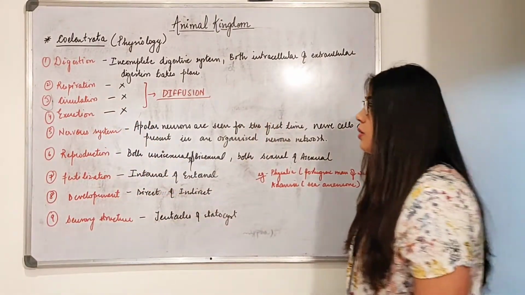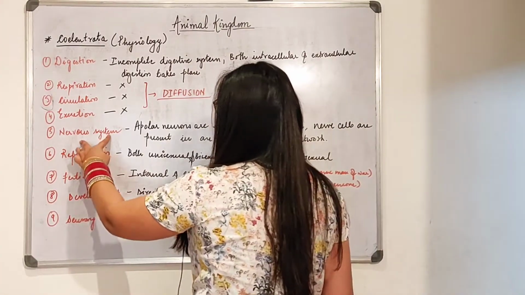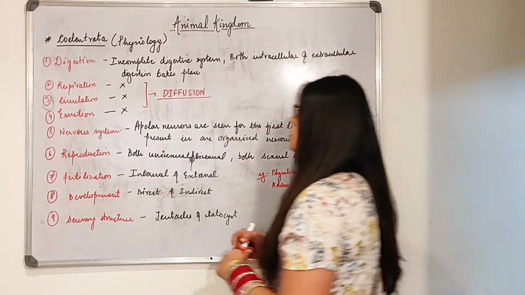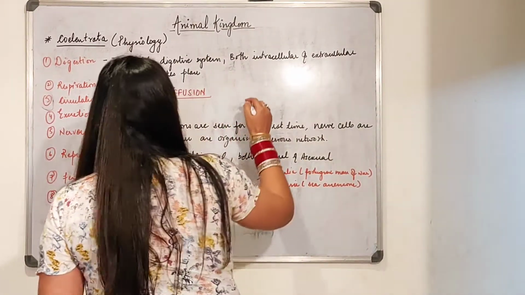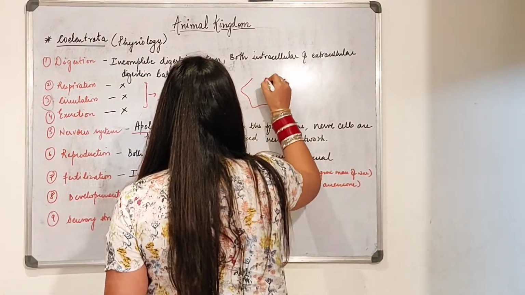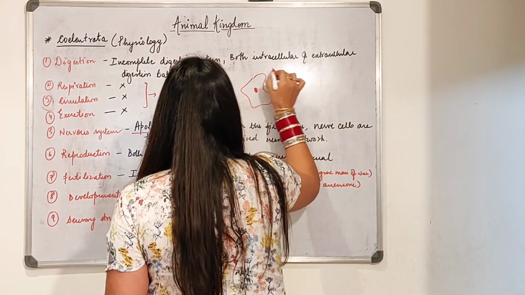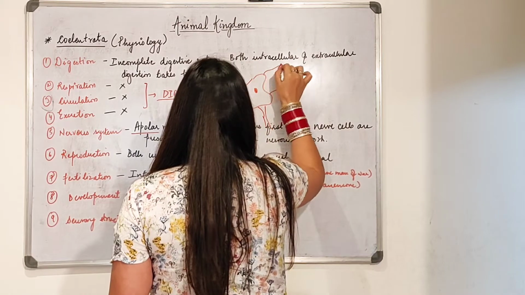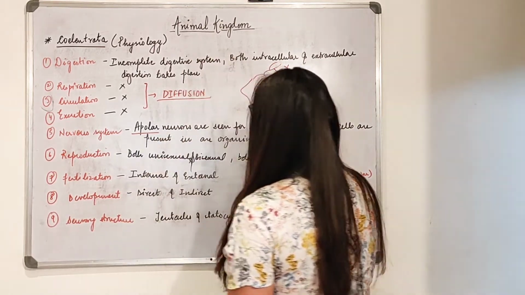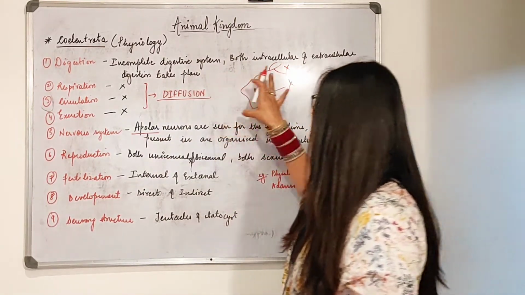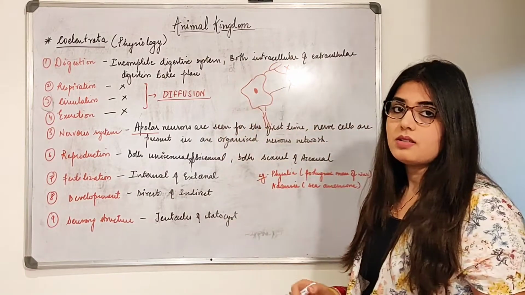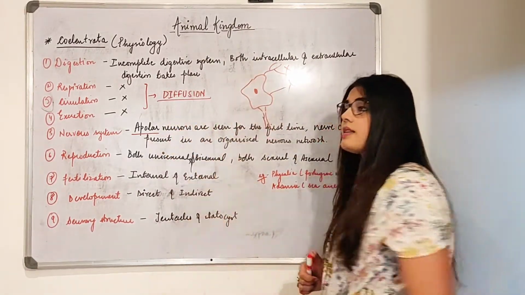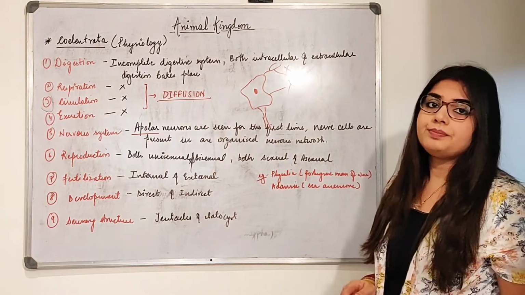Next, we will come to the nervous system, beta. Apolar neurons. Apolar means they just have the cell body. They do not have any axon, no dendrites are present, nothing is present. Just the cell body is present. Due to the presence of only this portion, they are known as apolar neurons.